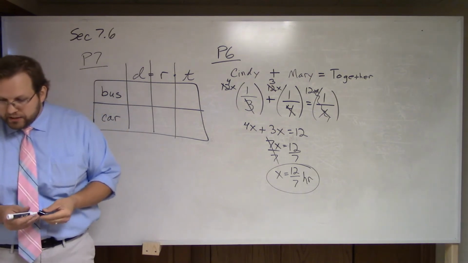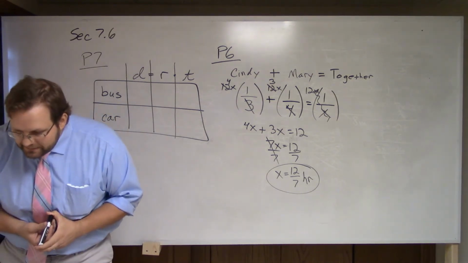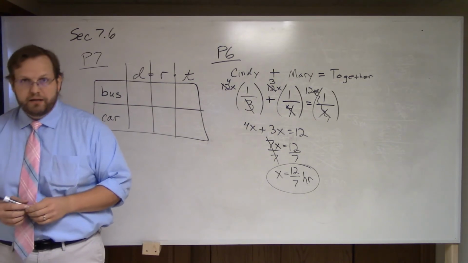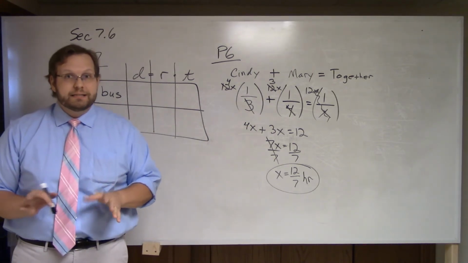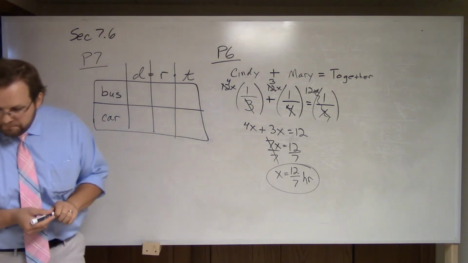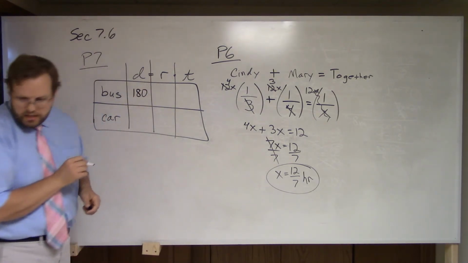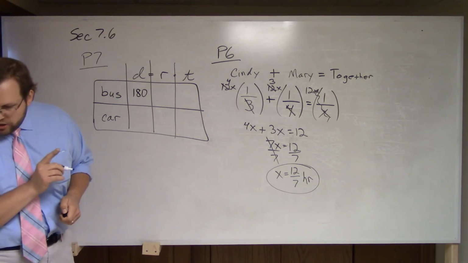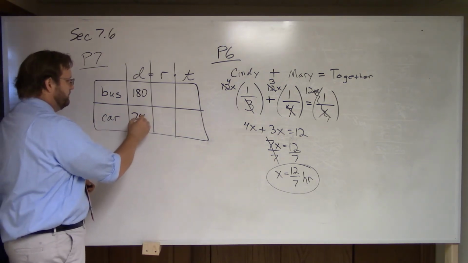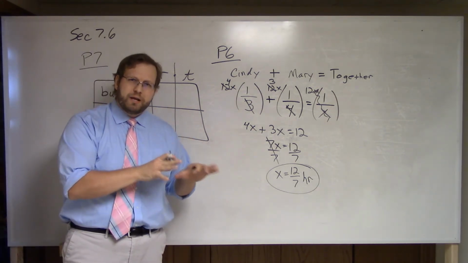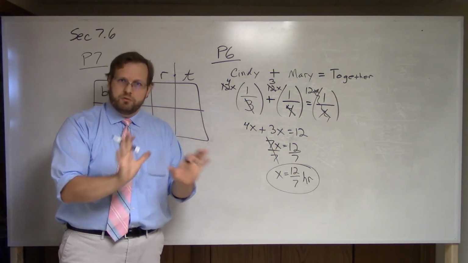It says, a bus travels 180 miles in the same time that a car travels 240 miles. So what they gave us were distances, clearly given distances. Bus travels 180 miles in the same time that a car travels 240 miles. Now, whenever they say something's the same, remember that, but don't write that down just yet. We have the same time though.